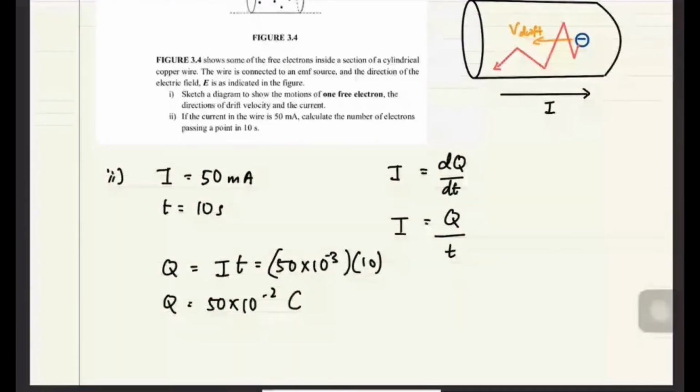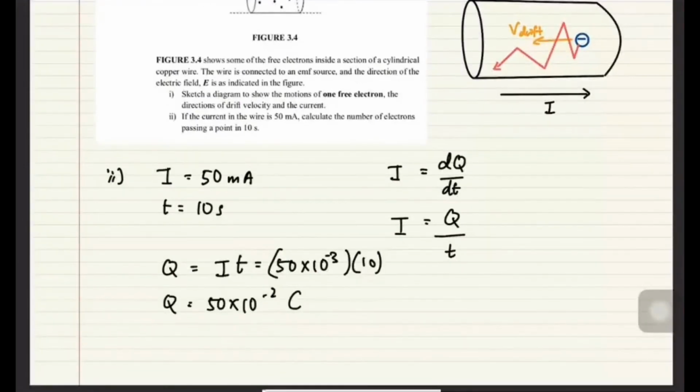Okay. Once you got this one, you can calculate the number of electrons. You know that Q equals to N multiplied by E. Sorry, Q equals to N multiplied by E. E tu elementary charge, darab dengan numbers of electron, sama dengan total charge. So, kita nak cari N, Q over E.